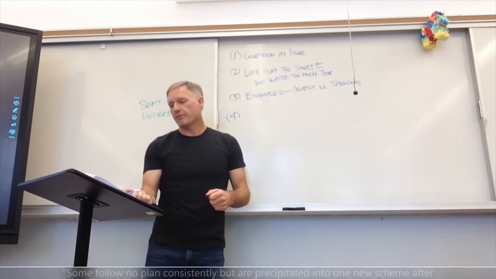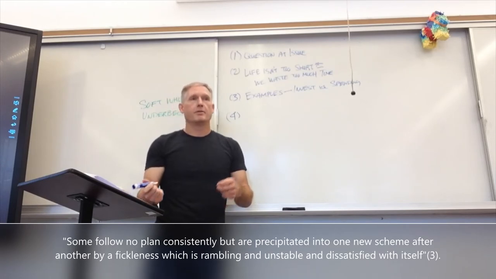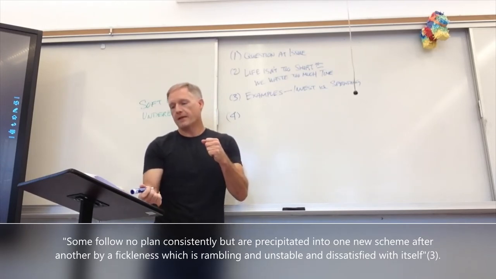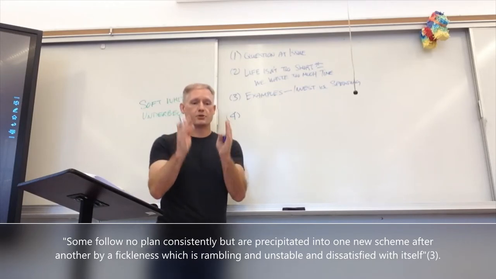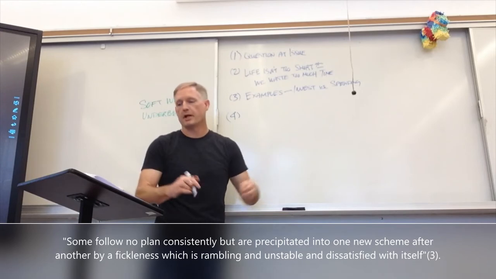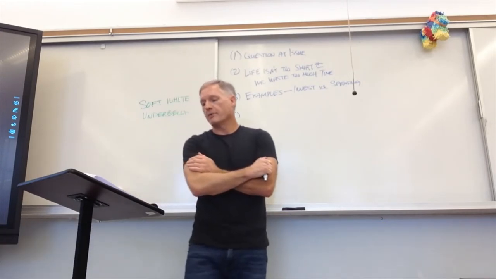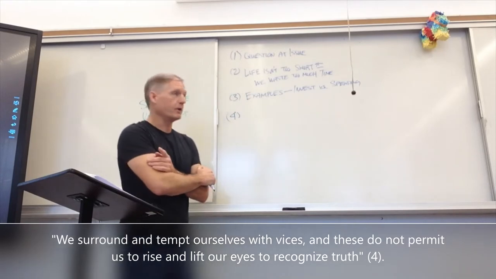He says some follow no plan consistently, and then others, of course, are fickle. And so they're fickle, and then some people follow their plan so rigidly that they can never move off of it. Those are both extremes. You probably don't want to be either of those two things. He continues in paragraph 4, we surround and tempt ourselves with vices, and this is a really important thing.